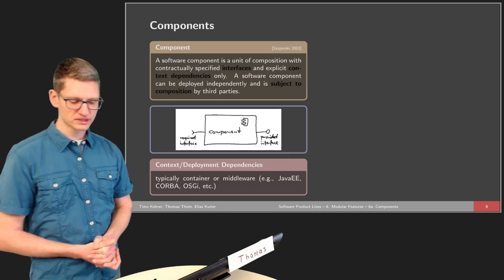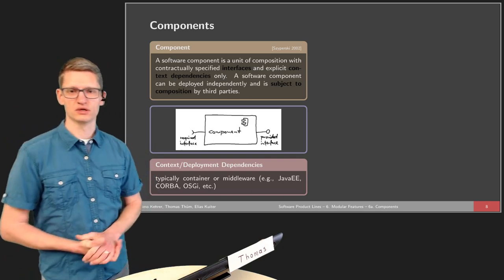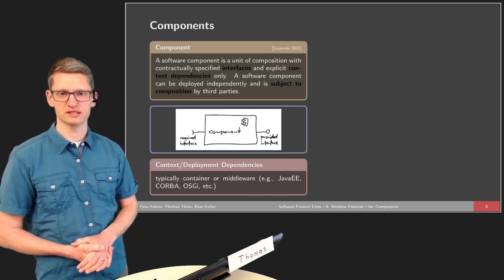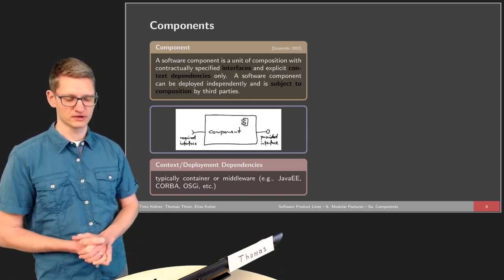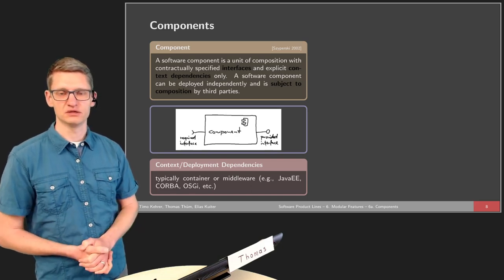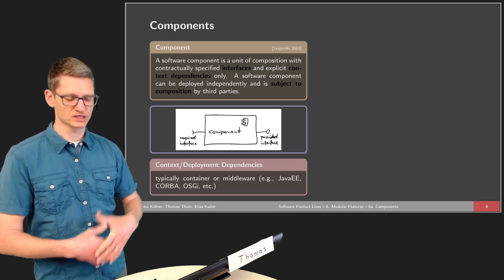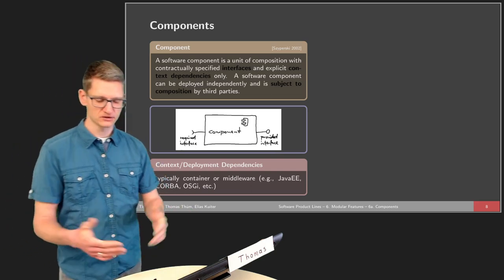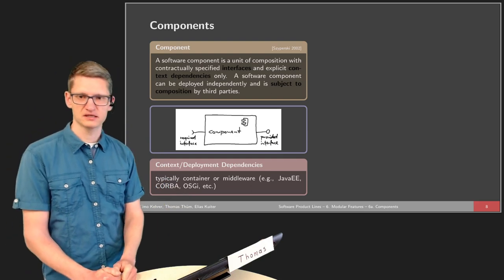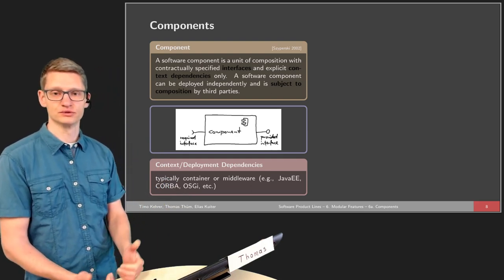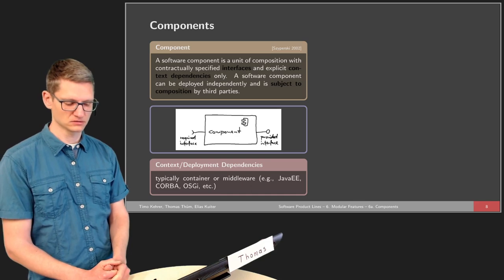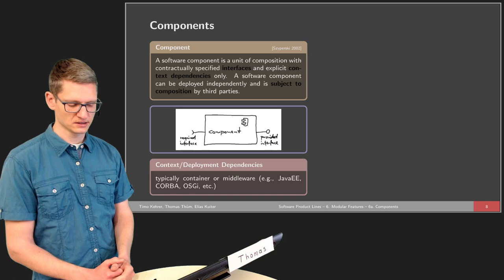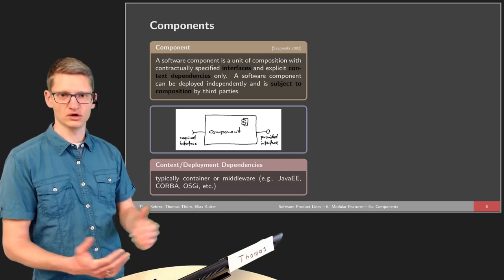So there are component diagrams where a single component looks like something like this, with a required interface and a provided interface. The required interface says what the component needs from other components. The provided interface says what it provides, what is its API towards other components. And there are different context and deployment dependencies that are able to handle the communication across different modules. So you don't need to create your own module system.